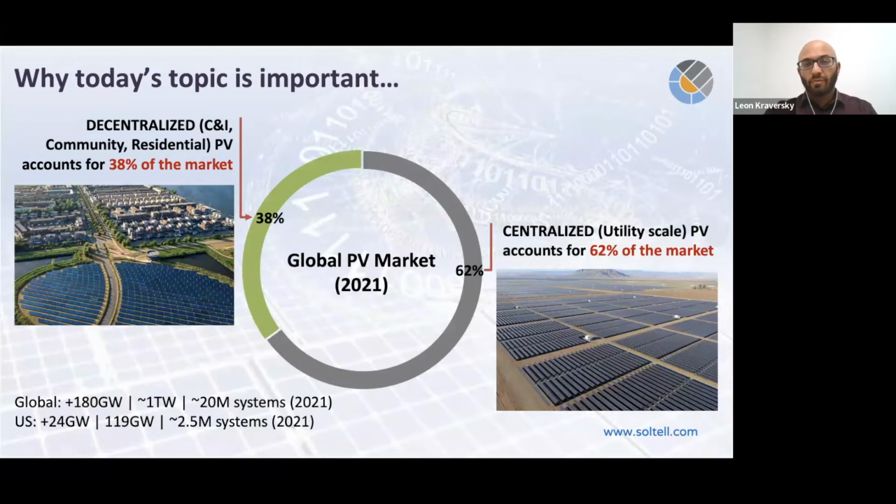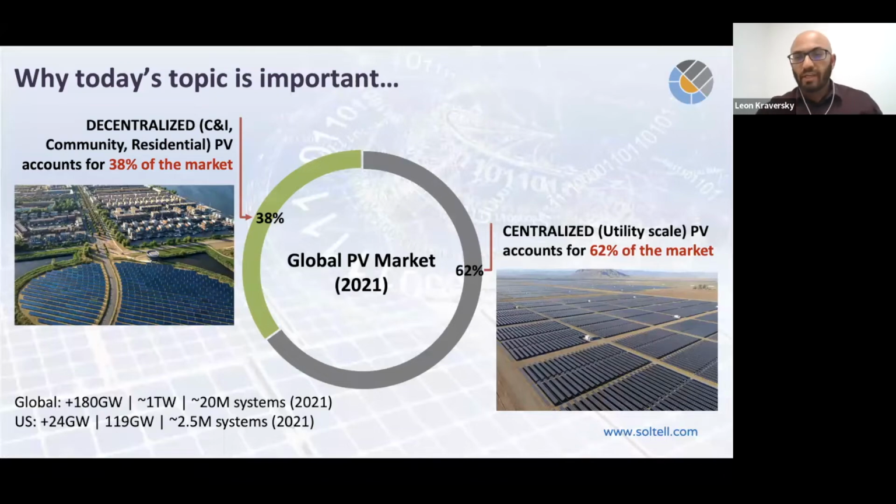I will start with an overview of what's happening in the global PV market and touch a little bit about the US as being an extremely important part of it. So we're roughly talking about 1 terawatt of solar deployed worldwide, and this is growing at an exponential rate. About 38% of this market is decentralized PV, which is from residential and small commercial to community and industrial scale. Roughly, it's typically defined as something below 1 megawatt, and it's also typically on the rooftops.